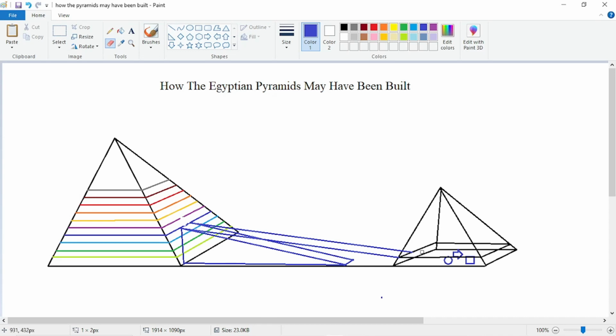All right, so once they get the second level done, they got the second level done. So let's draw it. So they got that level done. Okay, get rid of this stuff. So now they need to build the ramp up higher again.